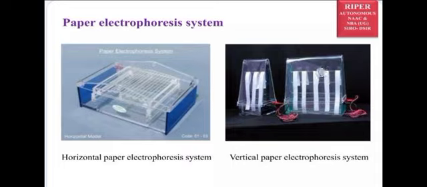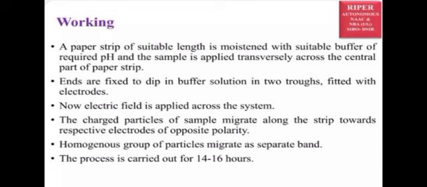Next we see the working of paper electrophoresis. First we select the paper. The paper used in paper electrophoresis is Whatman filter paper. Thickness is 1 to 3 millimeters. First this paper is wetted with water and dipped into HCl or EDTA solution. After drying, the paper is ready for performing paper electrophoresis.